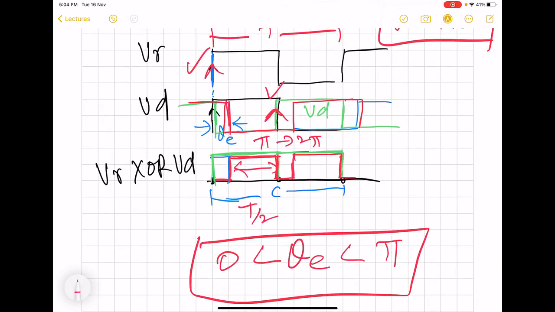So in the next lecture, we will see how we can come up with a circuit which will have an even wider range of phase detection capability. So what are other digital circuits which can do that?